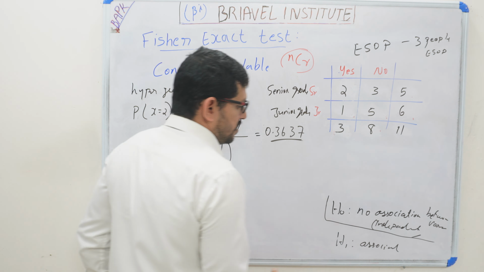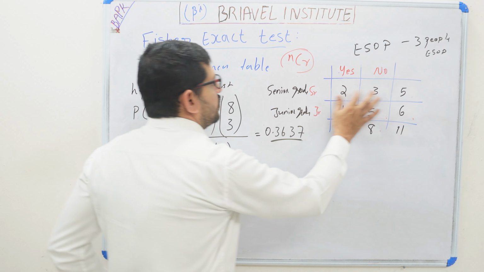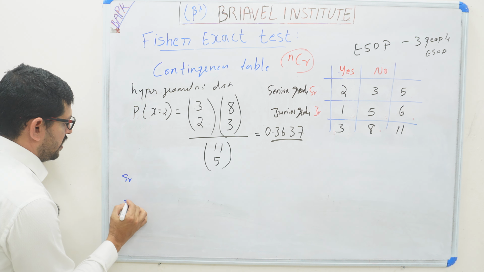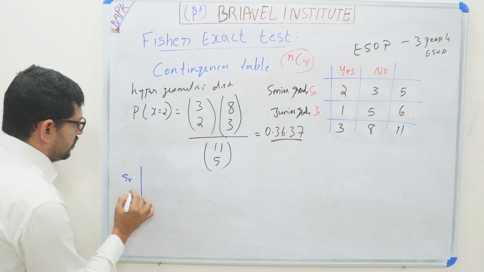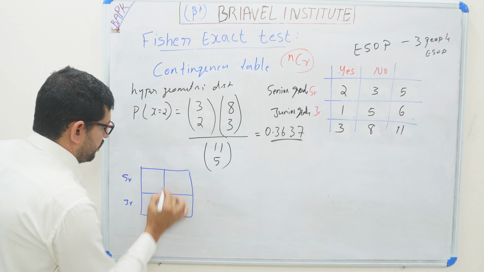So now we can write all the combinations. How to write the combinations? Here it is 2, 3, 1, 5. We can write all the extreme cases. Senior grade is there, junior grade is there. So this is the first extreme case. We just write it like that.